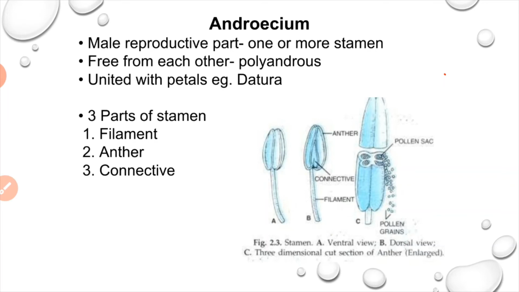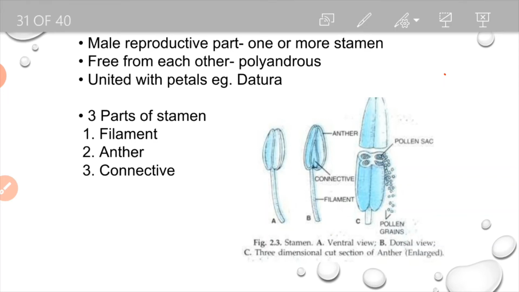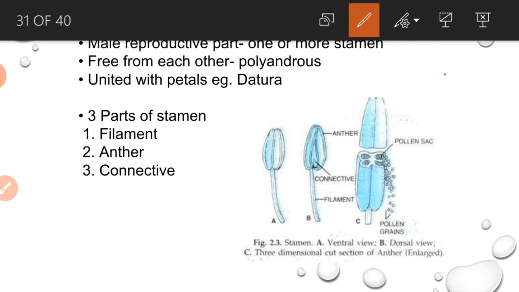If all the stamens are free from one another, the condition is polyandrous, for example in Brassica, Salvia. If the stamens are united with the petals, then the condition is known as epipetalous, for example in Datura or brinjal and tomato. So this is a stamen. It consists of filament, anther and connective.